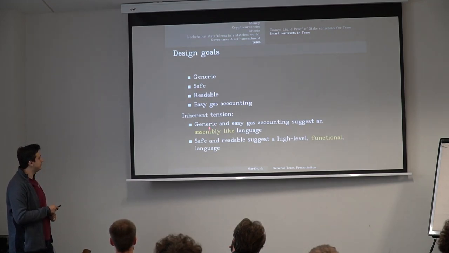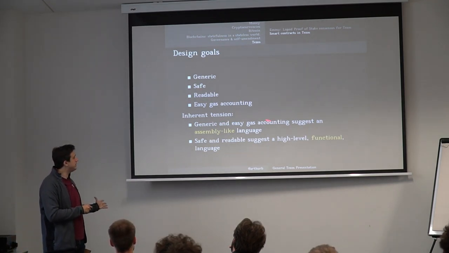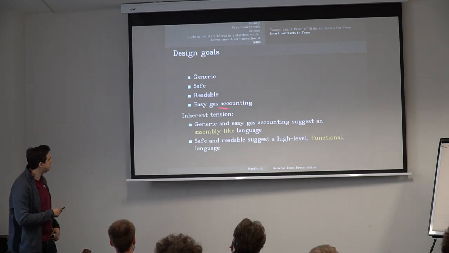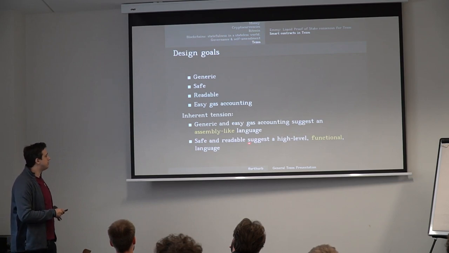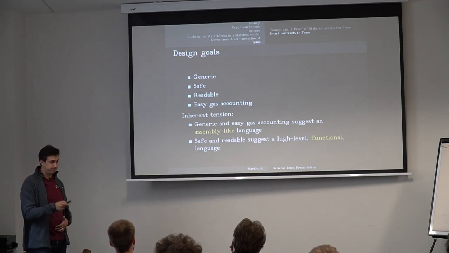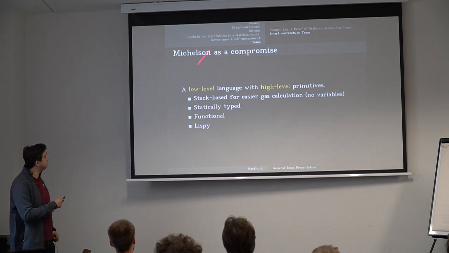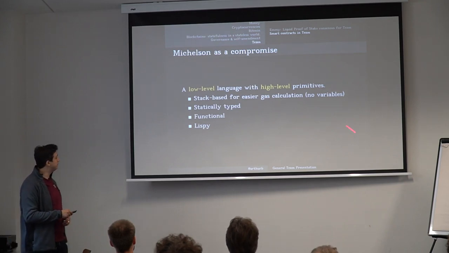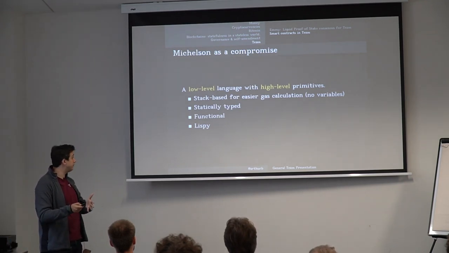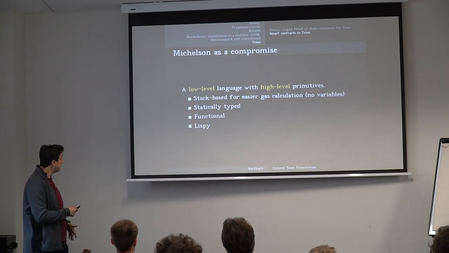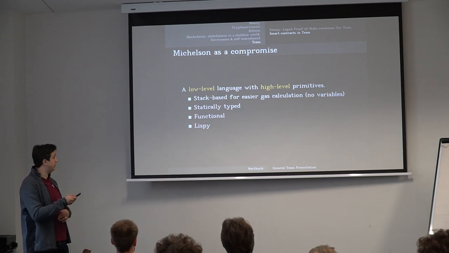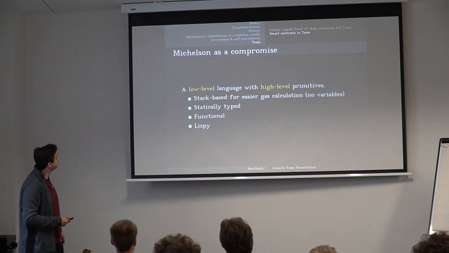So there's a tension here, because if you want something generic with easy gas accounting, you want an assembly-like language, a VM approach. But if you want safe and readable, you want something like a high-level functional language. And so Michelson, the language for Tezos, is a compromise. It's a low-level language, but it has high-level primitives. It's stack-based for easier gas calculation, so it doesn't have any variables, but you have annotations, which are pretty helpful. It's statically typed, it's functional, and it's a little bit lispy.